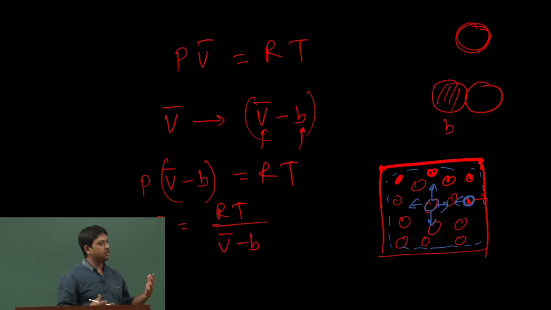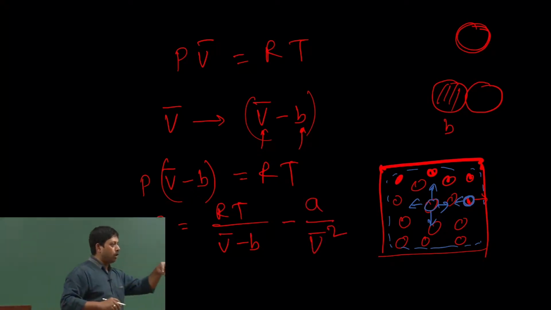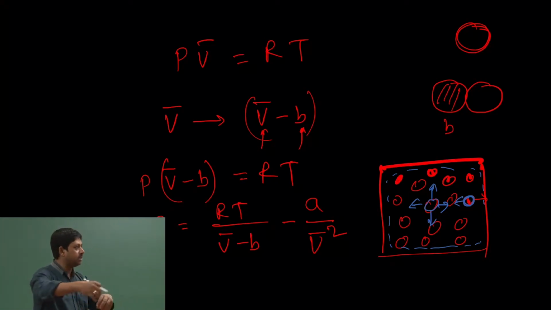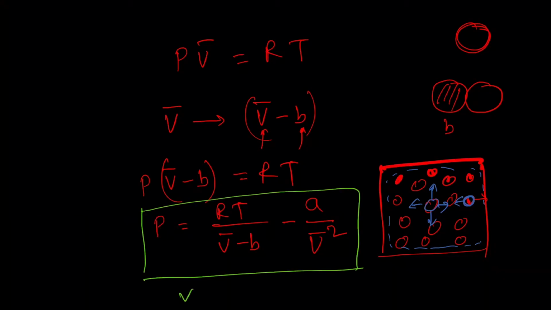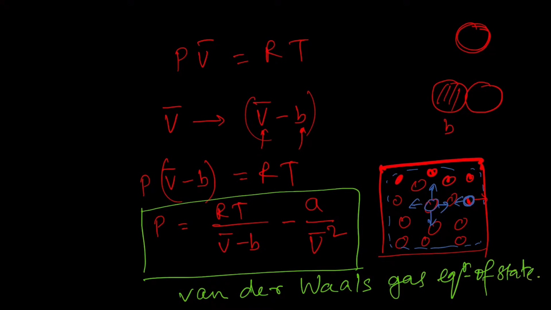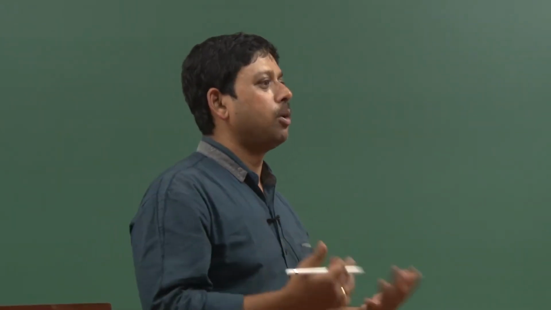What will happen in that case? Will the pressure be more or less on the wall? Less. So, that reduction in pressure is formulated as A by V square. Why is it V square? Because on one particle there are all the other particles attracting it towards them. So, therefore, it goes as 1 by V square. So, now we have this particular equation of state, which is called the van der Waals gas equation of state. Why is it so good? Because it gives you a feel of a real gas, but in a much less complicated way.